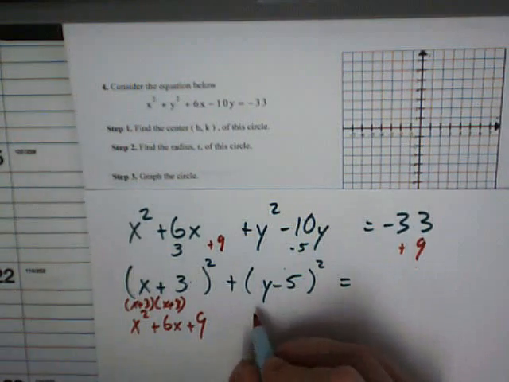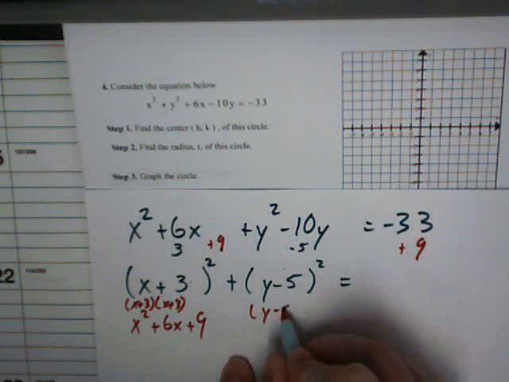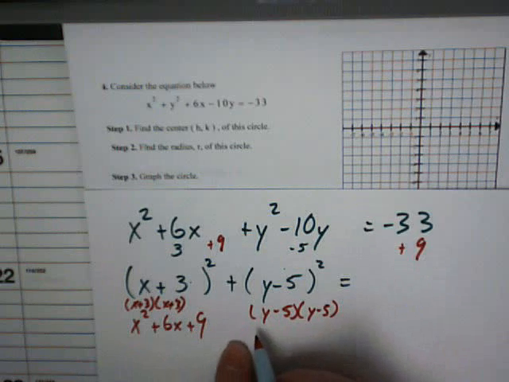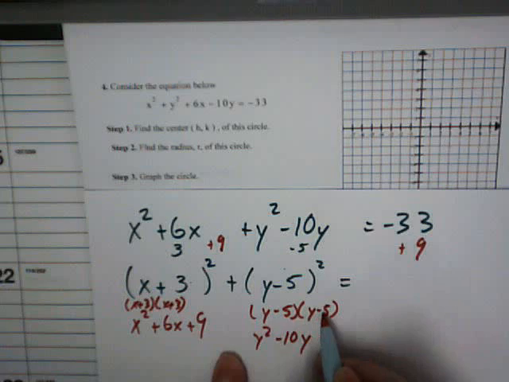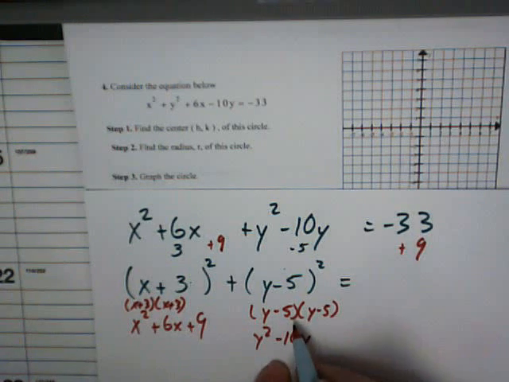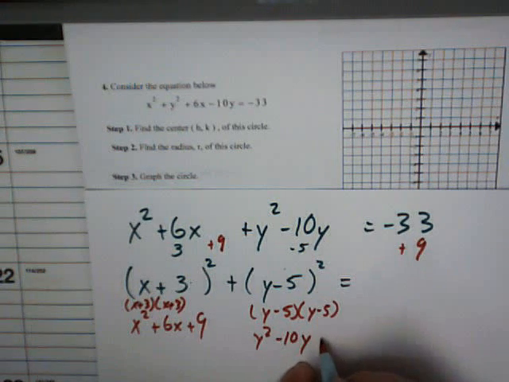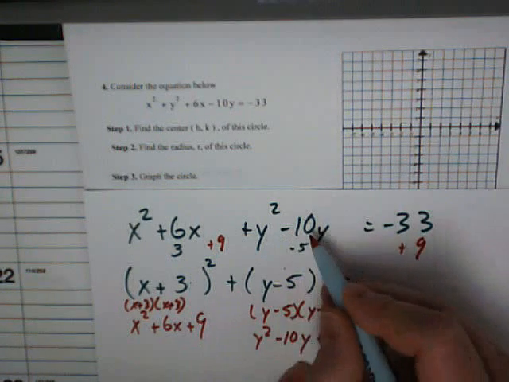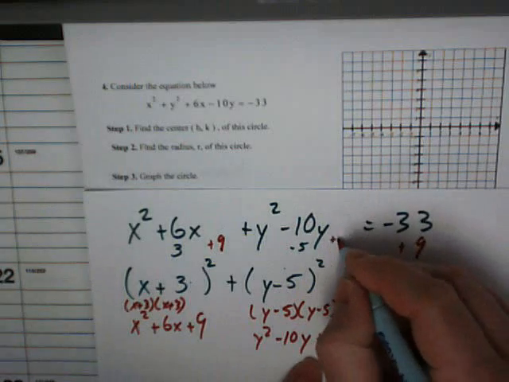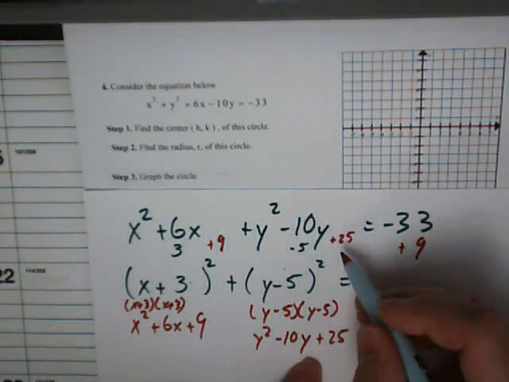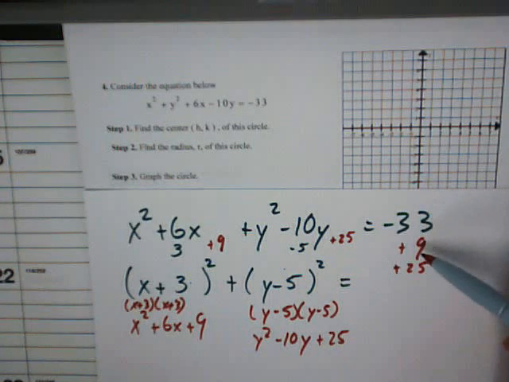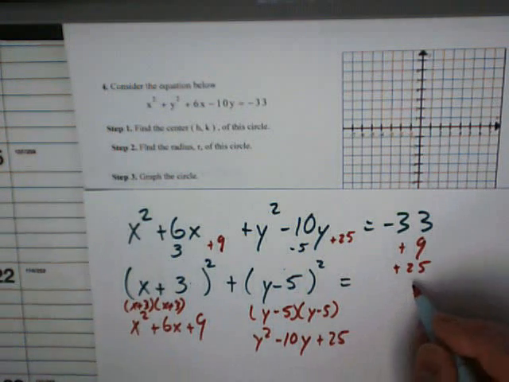Let's see what would happen over here if I multiply this out. So I would want to put y squared minus 10y. Negative 5 makes 10y. And negative 5 times a negative 5 is going to give a positive 25. Well, I don't have a positive 25 here. I got this part and this part, but I don't have the plus 25. So I need to put a plus 25 here, and that's alright as long as I do it to both sides. And when I take 33 plus 9 plus 25, that gives me 1.